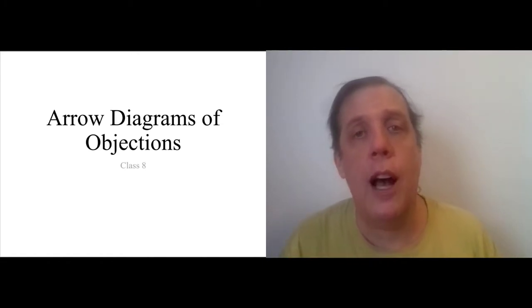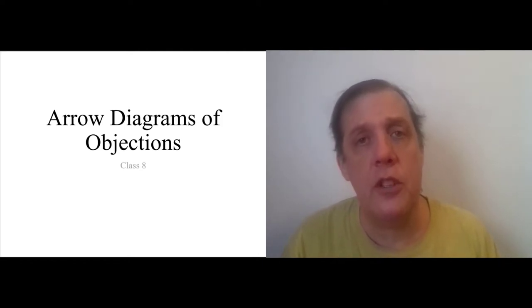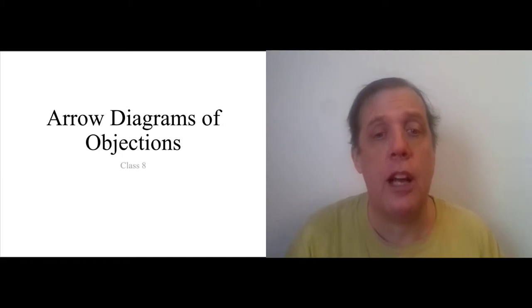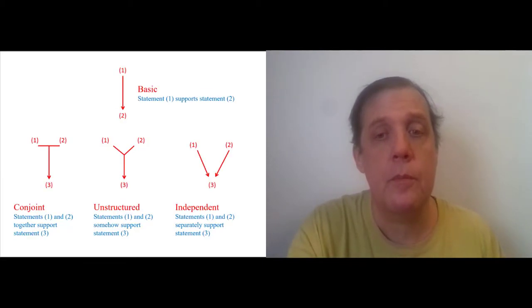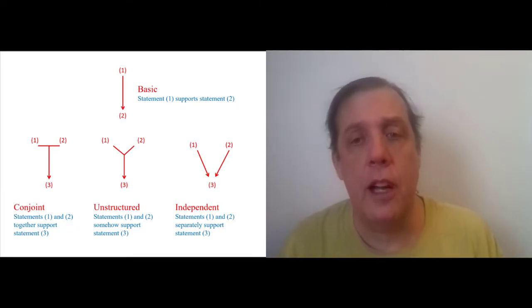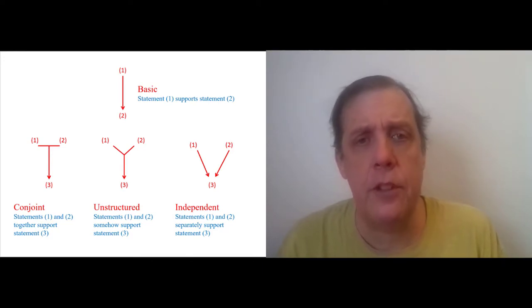Now I want to show how we can use arrow diagrams not just to represent individual arguments, but to represent whole dialogues between two people. So let's start by reviewing the arrow diagrams themselves. These are the basic elements of arrow diagrams. The most basic arrow diagram is a single arrow going from one premise to one conclusion, right? That just indicates that statement 1 is evidence for statement 2.